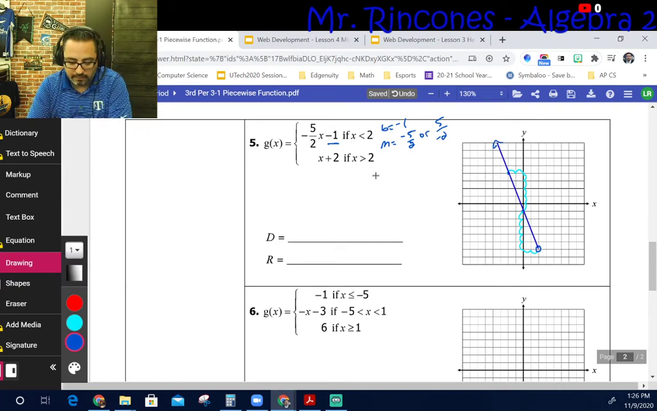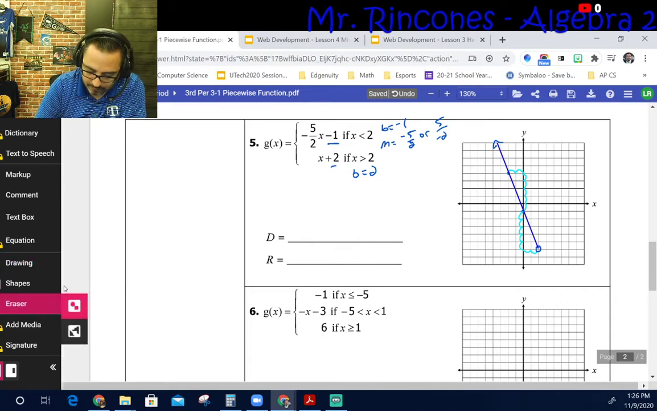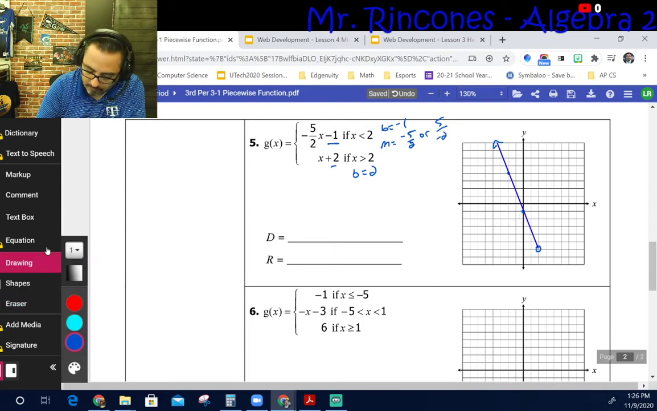Now let's do the bottom portion. This one just says x plus 2. All right, so we have b is equal to 2. That's my y-intercept. So let me get rid of this. So y is equal to 2. All right, now remember, this point doesn't really exist, right? Because we're looking at when x is greater than 2, so I'm really not going to have anything to the left of this. But this is just for the purposes of me figuring out what points I'm going to use to create my line.